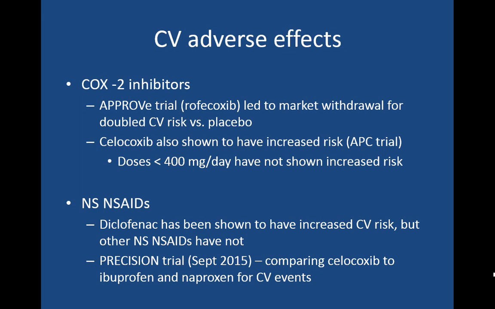Among non-selective NSAIDs, diclofenac specifically has been proven to have an increased cardiovascular risk, but other NSAIDs historically have not been proven to have that risk. However, the PRECISION trial, which is supposed to be done in like September of next year, is comparing celecoxib to ibuprofen and naproxen to see if there's a difference in cardiovascular risk. Because what we now think is that NSAIDs are not good for cardiovascular patients at all. So taking an NSAID chronically, regardless of what agent you take, increases your risk of cardiovascular events.